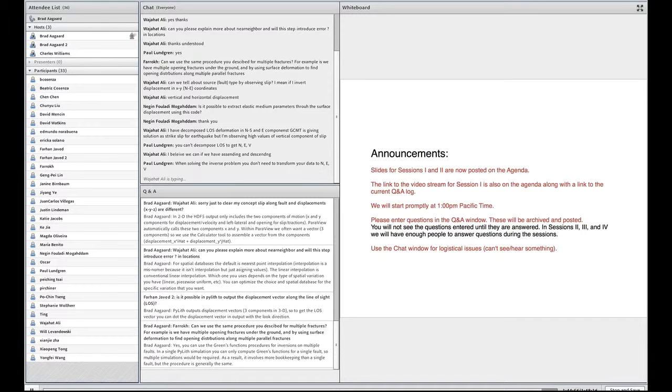Other general PyLith questions, meshing questions. Generation of Green's functions or simpler questions. Questions about spatial databases.